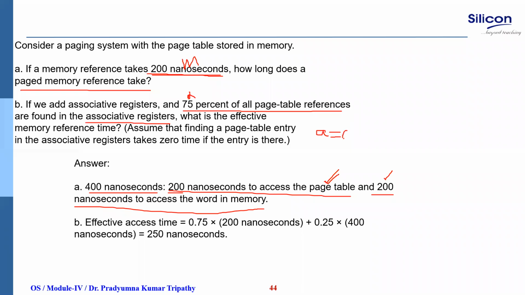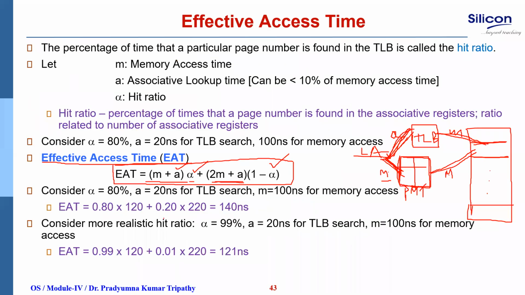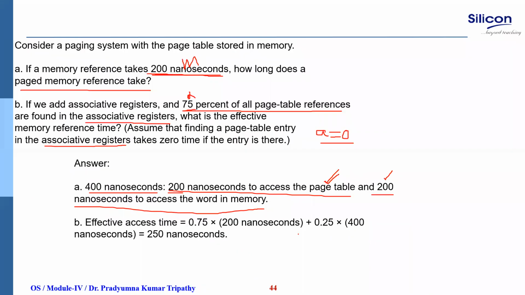It says that to access the page table entry in the associative registers, that means from the TLB, it is 0. So I know the value of M, alpha, and A. I just put it over here: M plus A into alpha plus 2M plus A into 1 minus alpha, and I will compute it to 250 nanosecond. Is it understood or any doubt? Anybody having doubt, ask me over here. Similar problems will come in your exam. Any doubt from this problem?